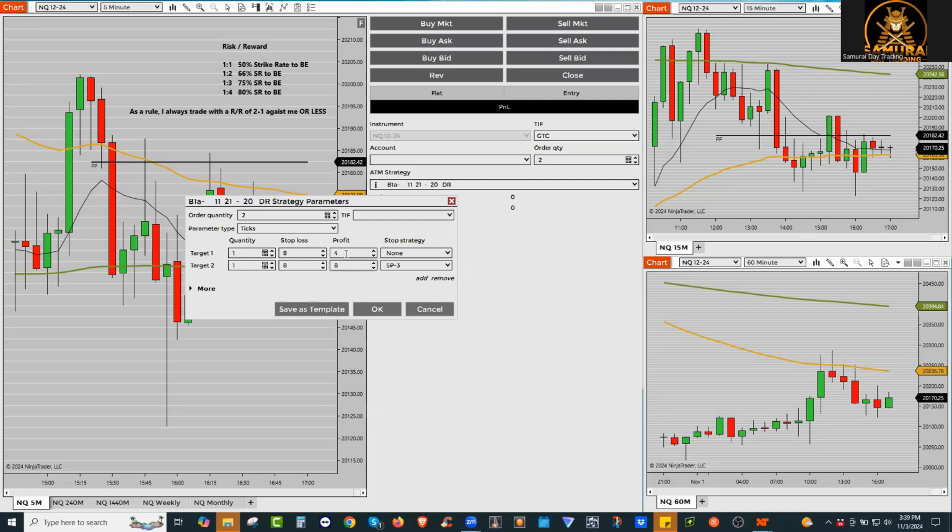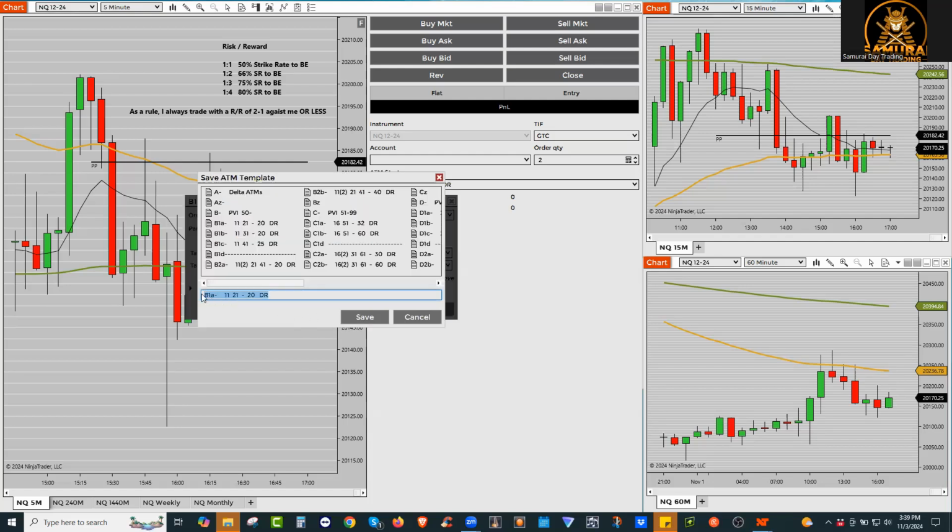All right, 2 contracts. I'm going for 4s and 8s, 8 tick stop loss. It's like 1 1/4 to 1 risk reward there. So I'm going to save this template. And this is going to be E1A. We're going to go for 4s and 8s with an 8 tick stop loss. And we're going to de-risk it quickly.